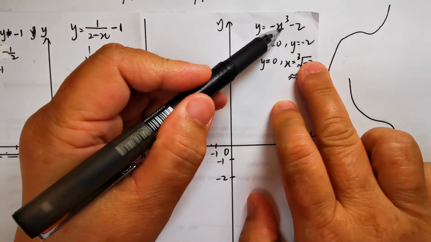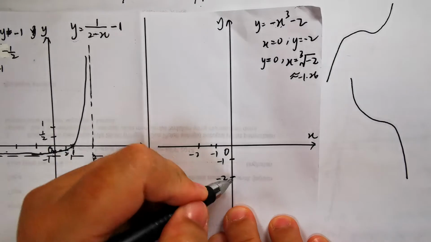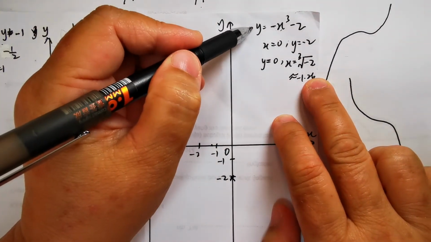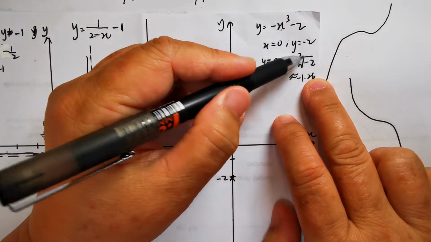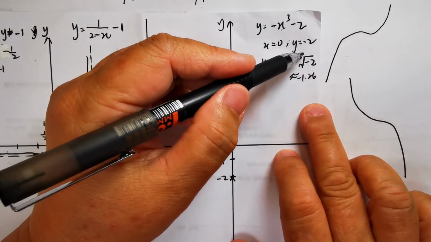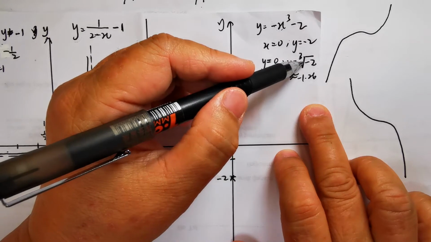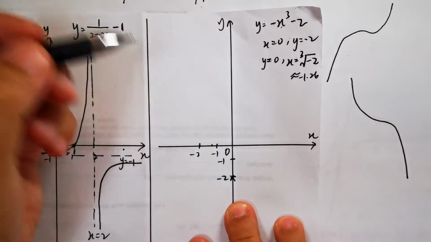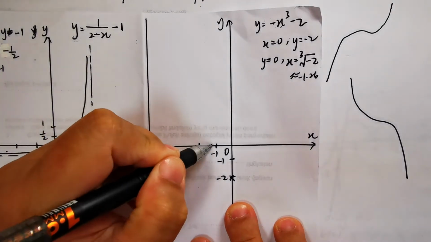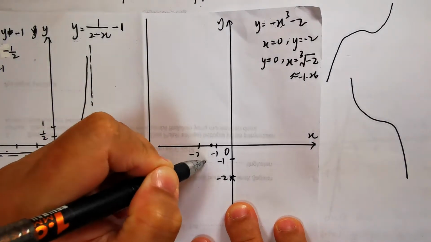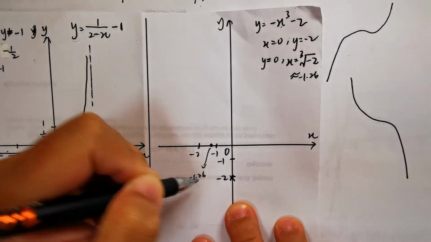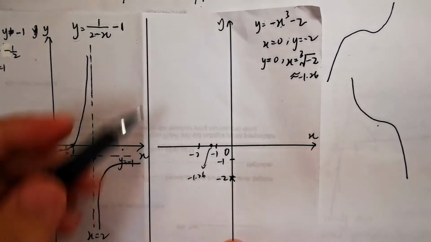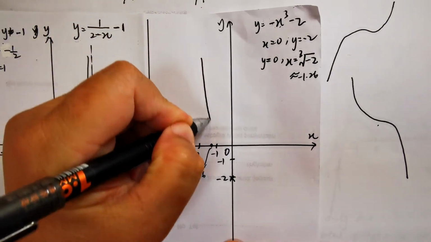So when x equals 0, y equals negative 2. This point. And when y equals 0, x equals the cube root of negative 2. When you press the calculator, it's roughly negative 1.26. So negative 1.26 will be somewhere here. The graph will pass through these 2 points and it's in this shape. Something like this.